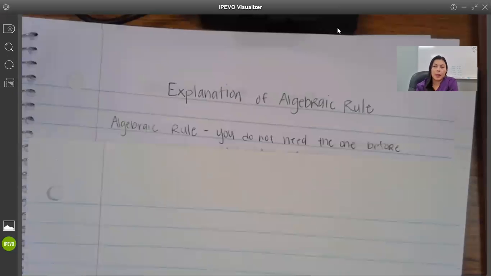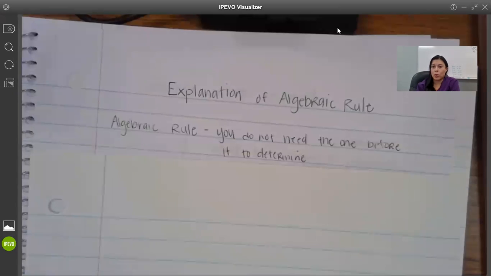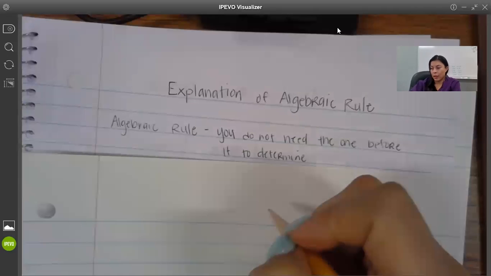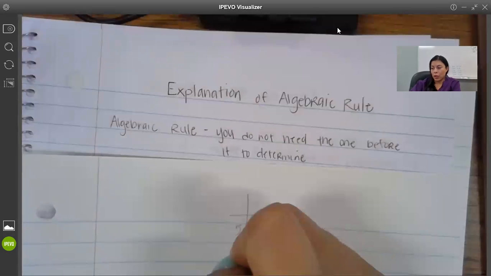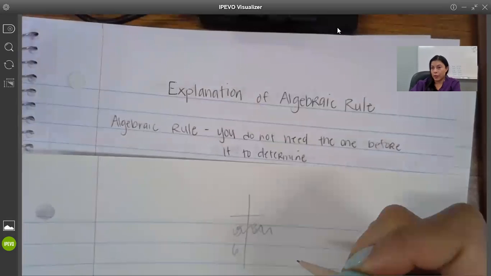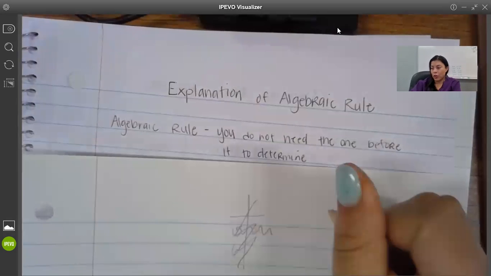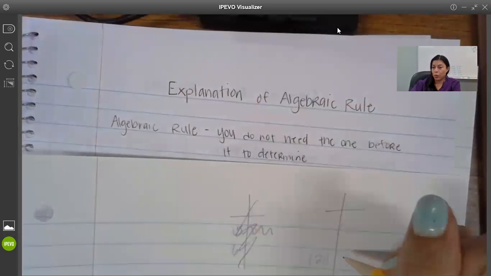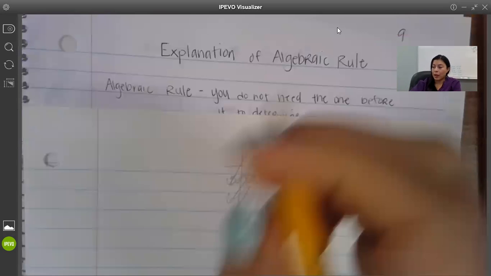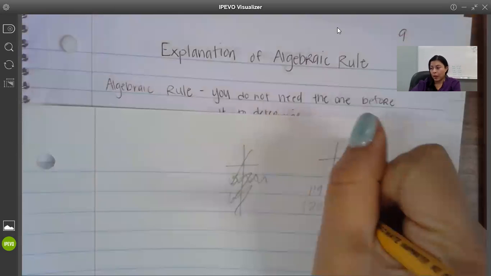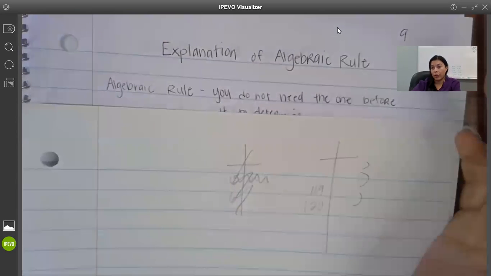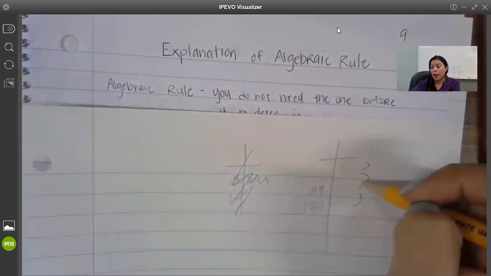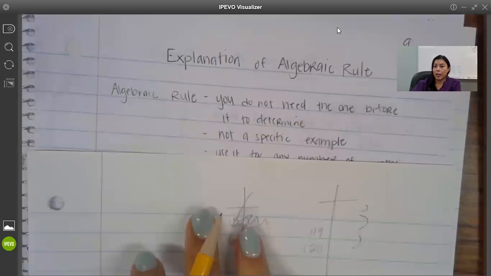A couple things you want to keep in mind when we're talking about an algebraic rule is that, for it to be done correctly, you should not need the one before it. So if we had a table and we knew that for 5 months it costs 30, I shouldn't need this to figure out for 6 months. For example, if they asked you for 120 months, if your rule requires you to know the one before it, that means you need the 119th month, right? But then that means you need the one before that and the one before that. So the whole point of the algebraic rule is that we don't need the one before it, that it allows us to calculate it for any number of months.